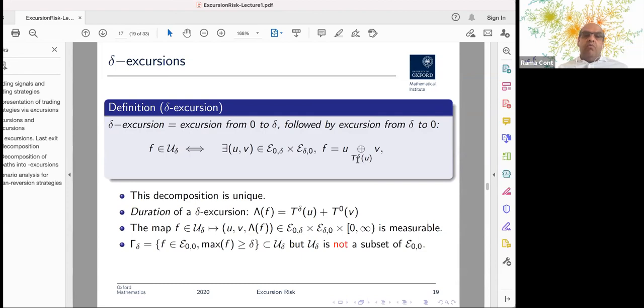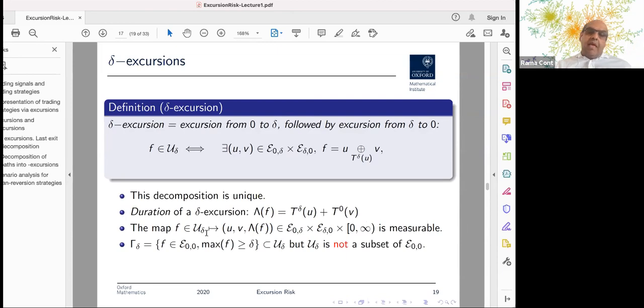We call the duration of the delta excursion the sum of the two durations of U and V. The duration of U is exactly the first hitting time of delta by U. That's when its lifetime ends. And then the duration of V: V goes from delta to 0, so it's the first time V reaches 0. So I will call the duration of the delta excursion the sum of these two durations.